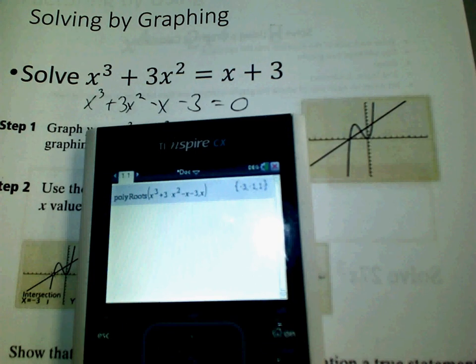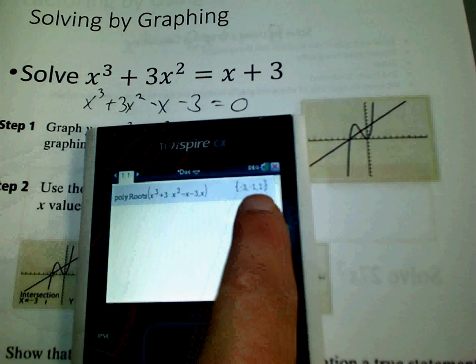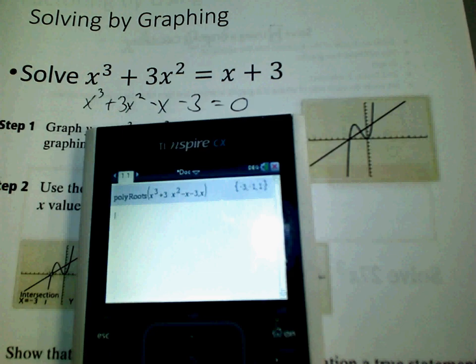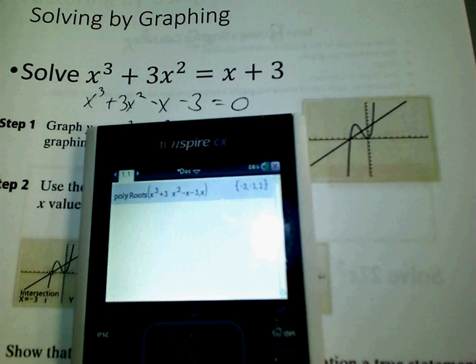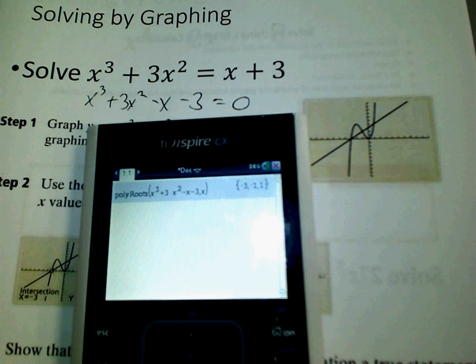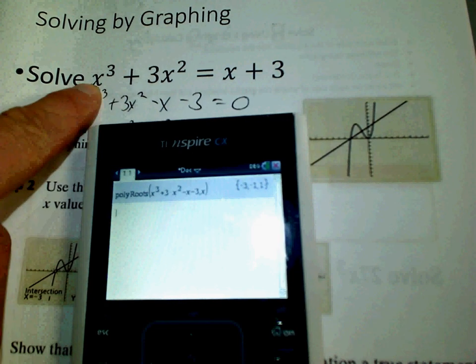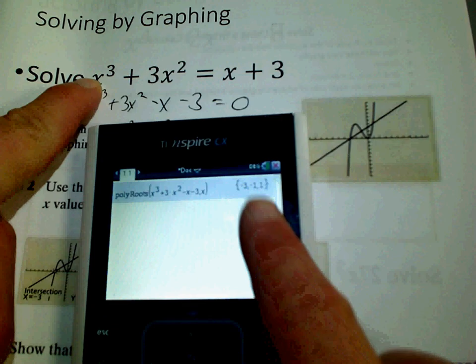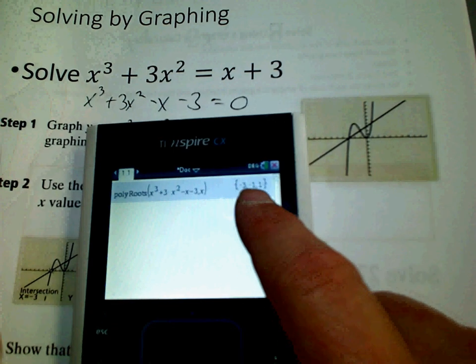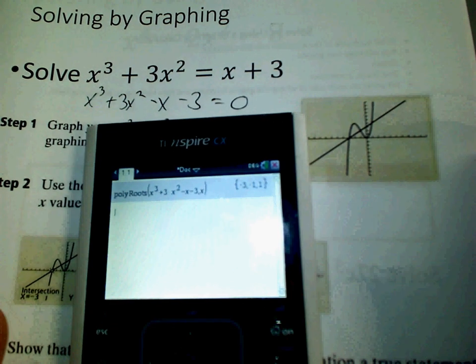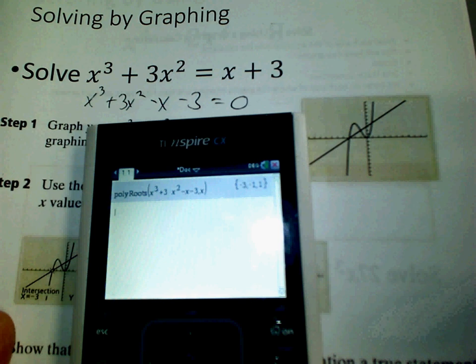If you were to put that into a graph, that would be the places where it intersected the what? The x-axis. When your degree is 3, you could have up to 3 possible real roots. You don't always have that amount, because sometimes you end up with imaginary roots, like we learned in quadratics.